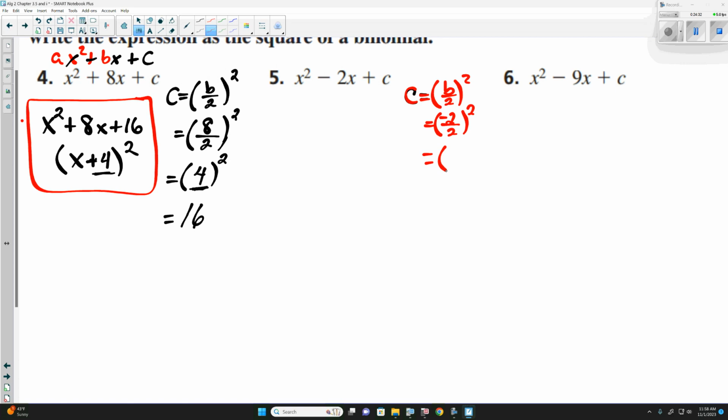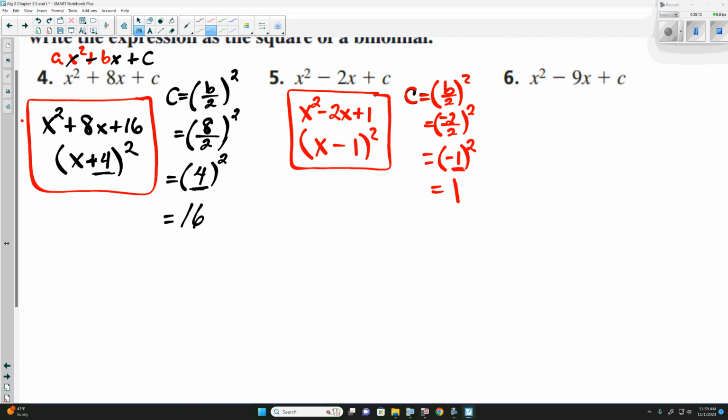Negative 2 divided by 2 is negative 1. And negative 1 squared is 1. So our perfect square trinomial would be x squared minus 2x plus 1. And in factored form, we would have our set of parentheses squared. We will have x every single time. The number that goes inside there next to x is whatever we have inside the parentheses before we square it. In this case, it would be minus 1. Questions on this here?